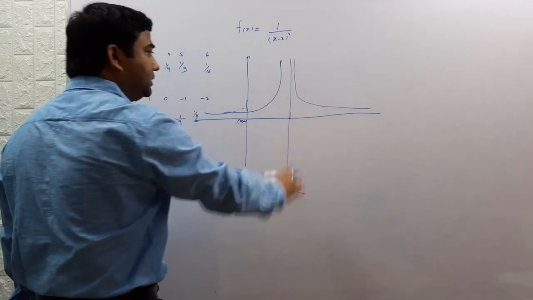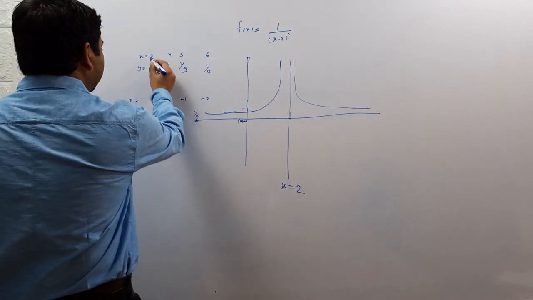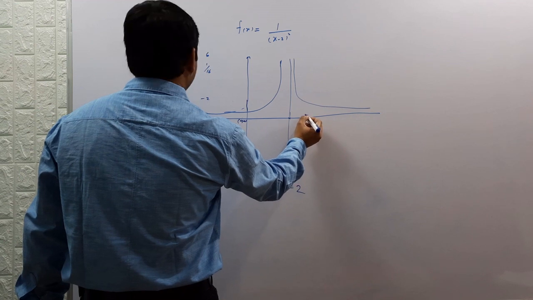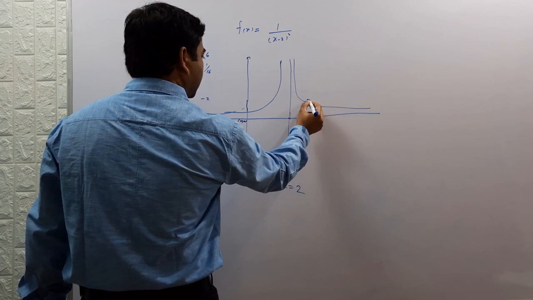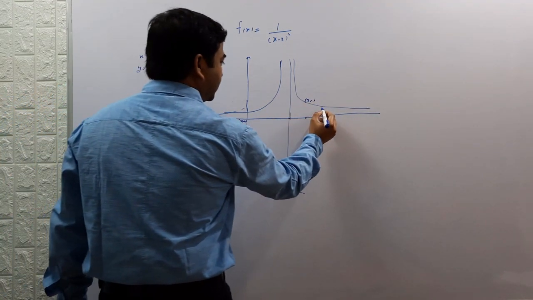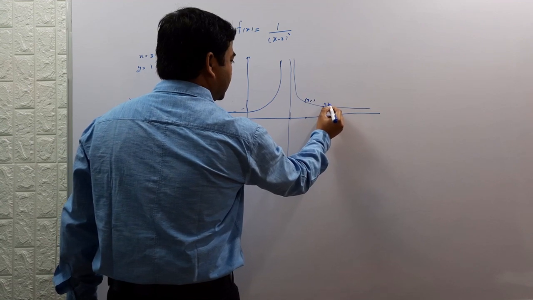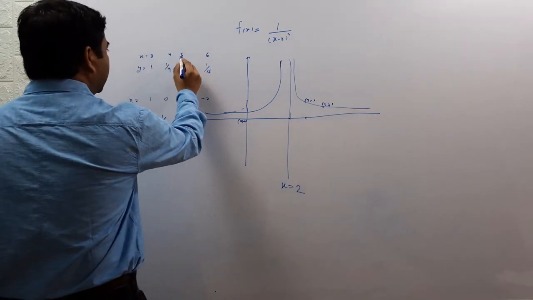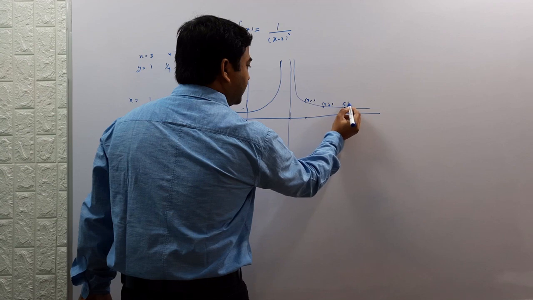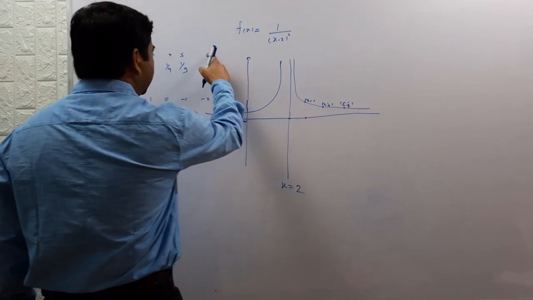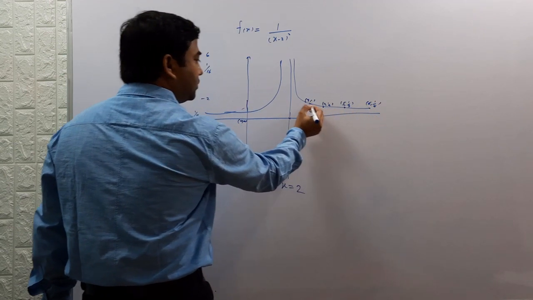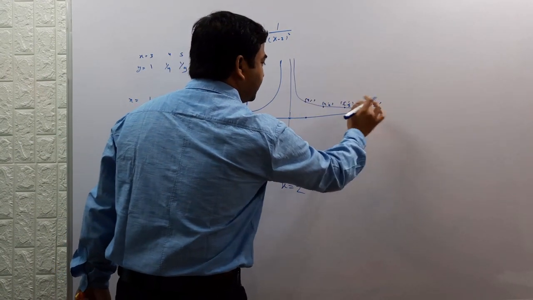by locating these points and then joining these points. 3, 1. This is the 1 point. Second point is 4 and 1 by 4. This point is 4, 1 by 4. This is 5, 1 by 9. 6, 1 by 16. So you have joined these points, you got the function, this part of the function.